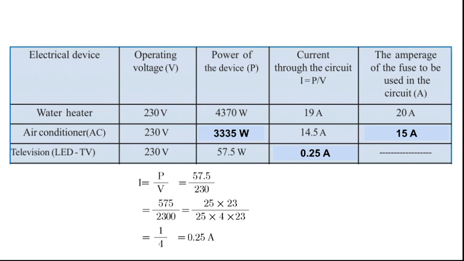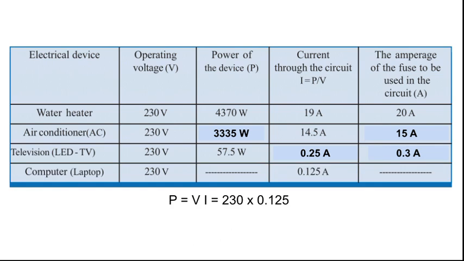Now the current through the circuit is 0.25 ampere, which is less than 1. When the current is less than 1, here in 10th place there is 2. So you must take the next digit, next number in the 10th place. That is, instead of 0.2 ampere fuse wire, you must consider 0.3 ampere fuse wire. So the amperage must be 0.3. So amperage of fuse wire used is 0.3.